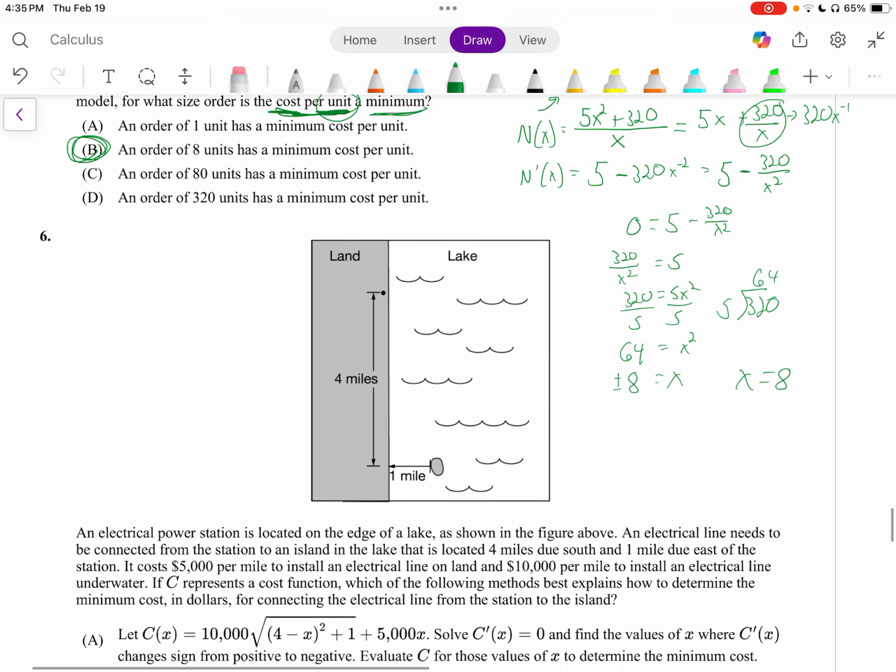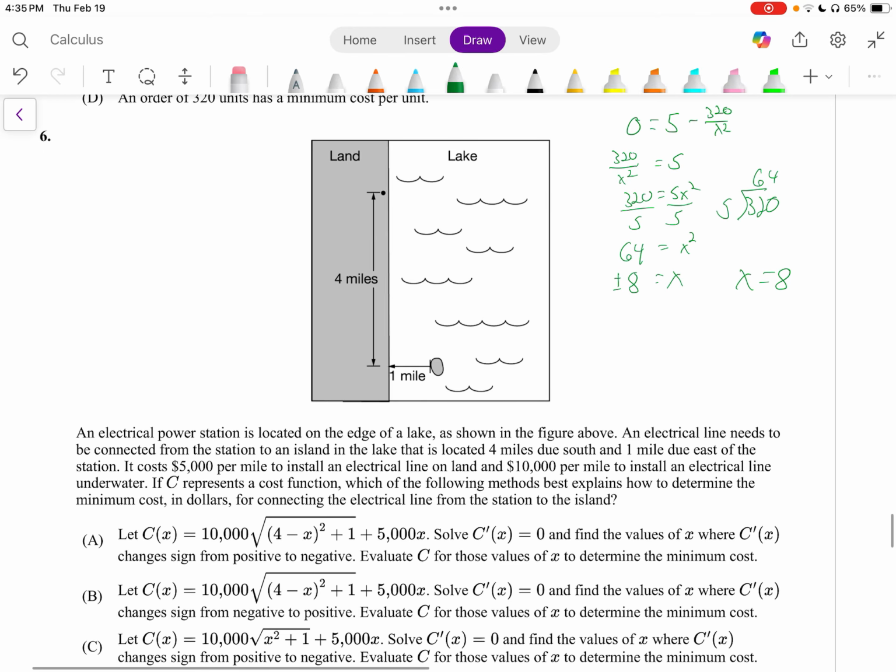All right, number 6. I'm going to go ahead and erase. Well, let's see what we can do here. So let's not use this.